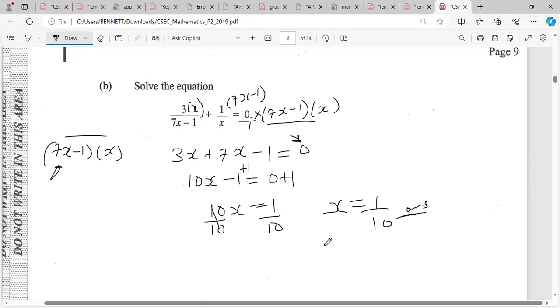I did do it a different way. Would I still get all the marks? Because instead of doing the LCM, I just brought over the plus 1 over x as a negative 1 over x. So I made it 3 over 7x minus 1 equal negative 1 over x. Oh, yeah, man, you can do it like that if you wish. But you got the same 1 over 10. Yes, sir. Yeah, I know, man.